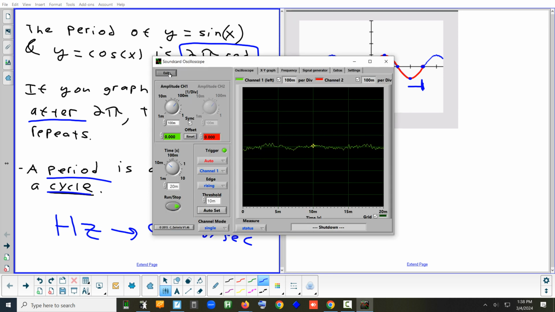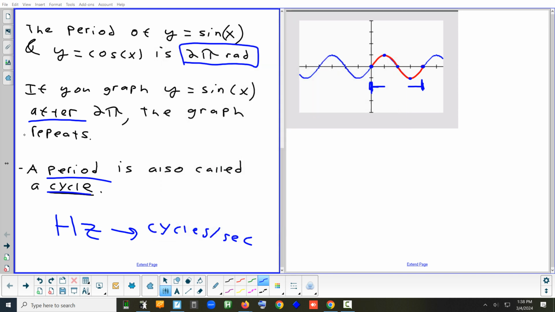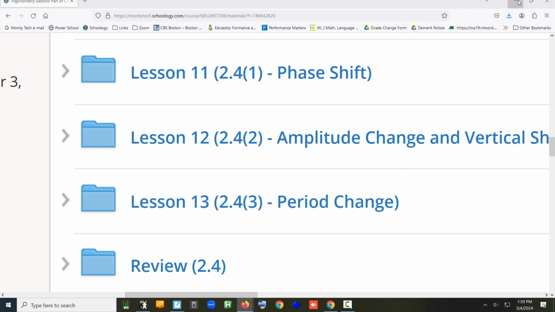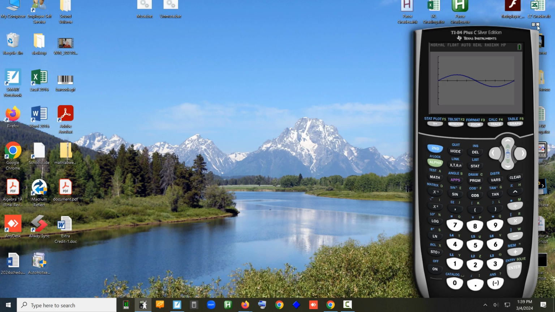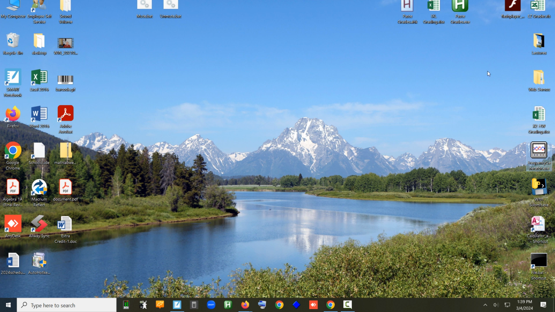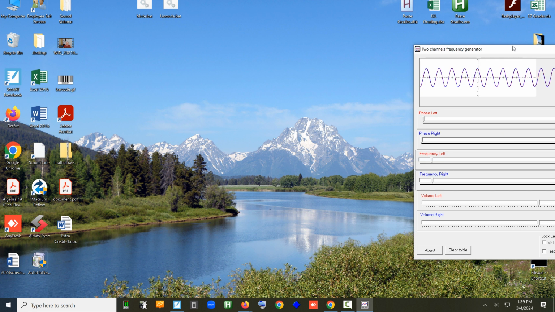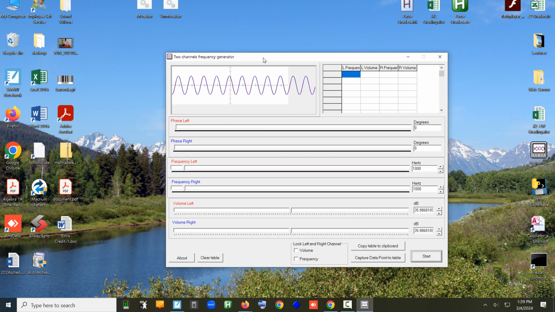All right, so let me go back over here. And actually, I don't know if I pointed it out on there if it said hertz or not, but I do have another program I can show you that does mention hertz. So this program, it's not an oscilloscope. It doesn't receive sound. It makes sound. So you can put in the frequency you want to play, like 1,000 hertz. You hit start, and then you can hear that sound.